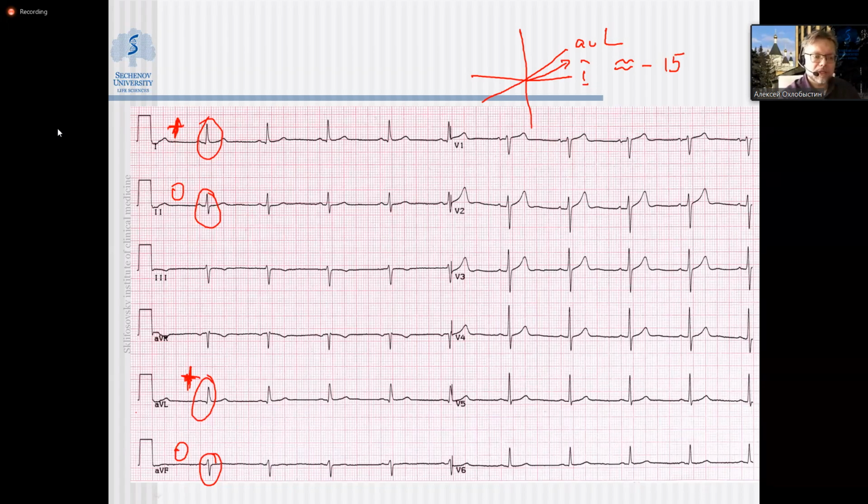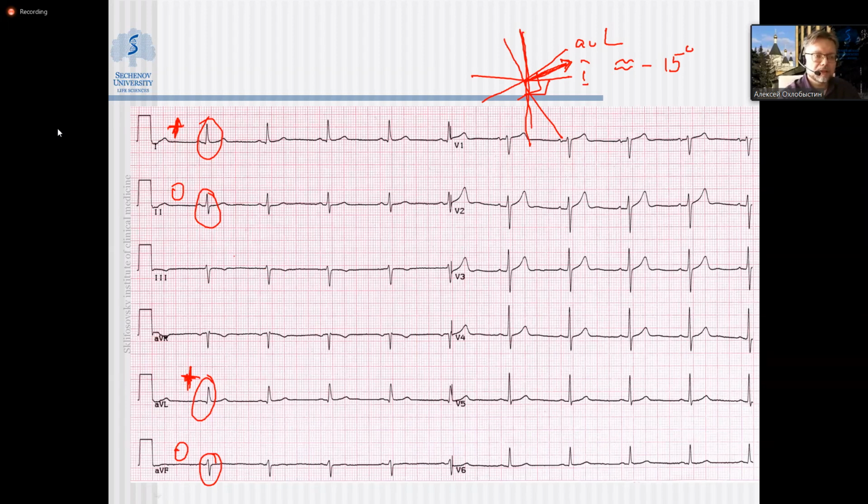What about second and AVF? Second is perpendicular to AVL. AVF is perpendicular to first standard. So therefore, my presumption is right. And we have a vector that is going in between AVL and first standard lead. It's about minus 13 degrees, 15 degrees, sorry.